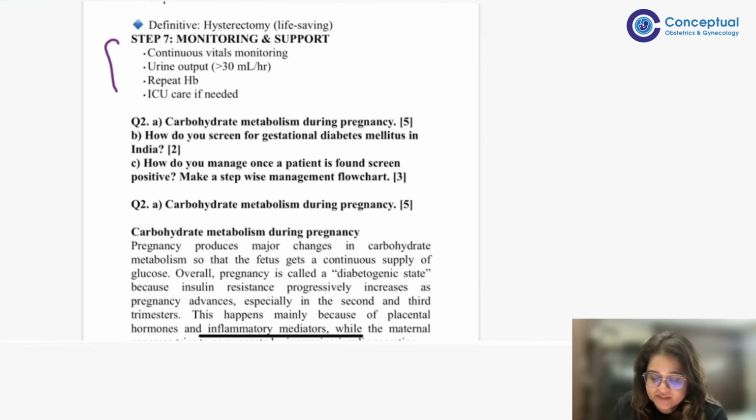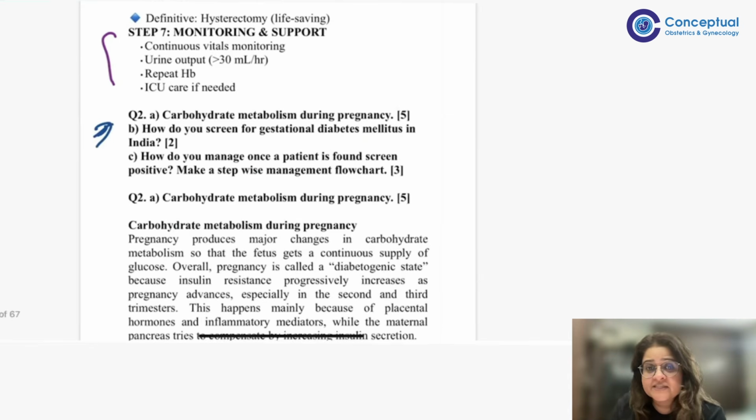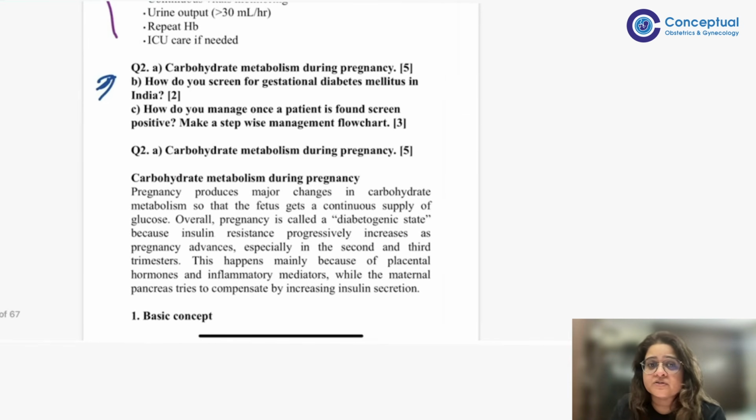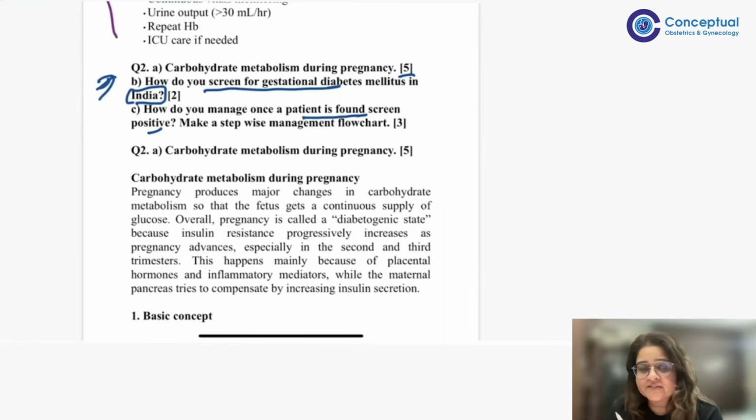hemorrhage. The next question, again, as I told you, a favorite of the examiners: carbohydrate metabolism during pregnancy is the first part, and this was 5 marks. Then, how do you screen for GDM? In India it was asked, so in India we know we have to mention everything about DIPSI. And last, how do you manage once the patient is found screen positive? That is, once DIPSI is positive, how will you manage? Make a stepwise management flowchart. So I picked up this flowchart from the DIPSI guidelines only. I'll show that to you.